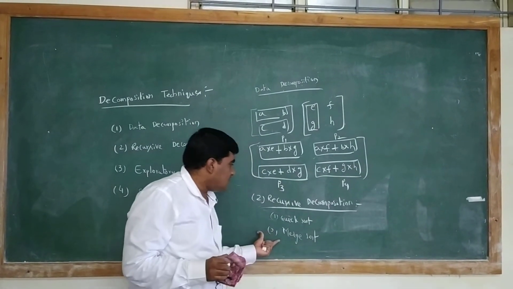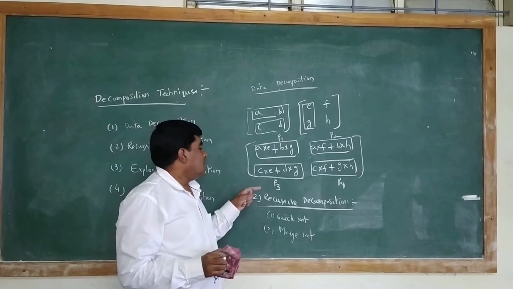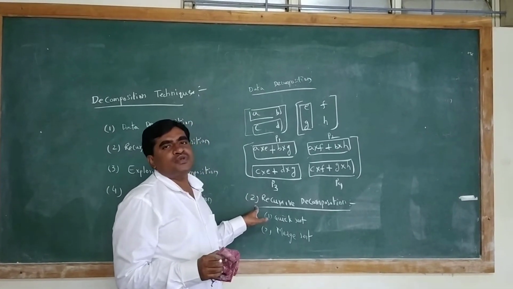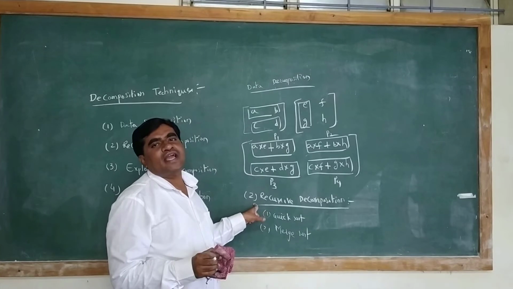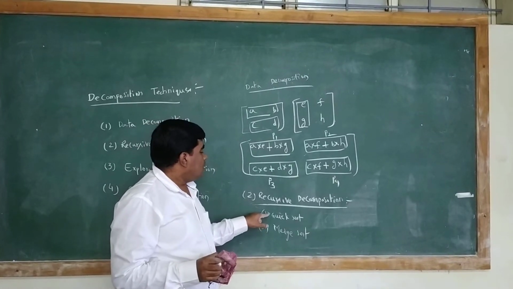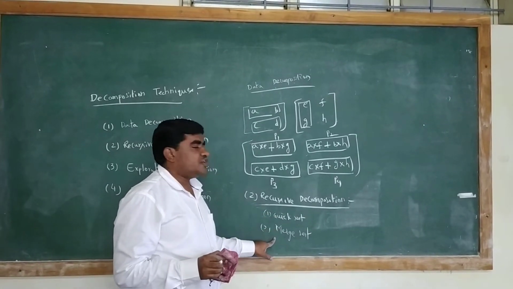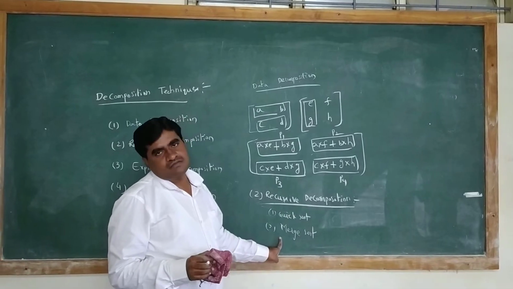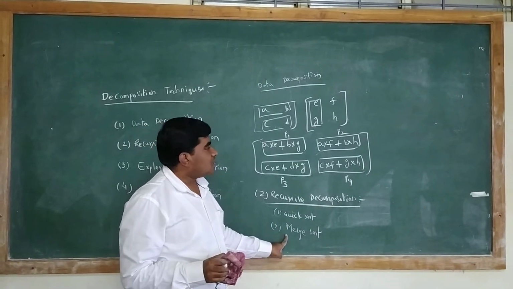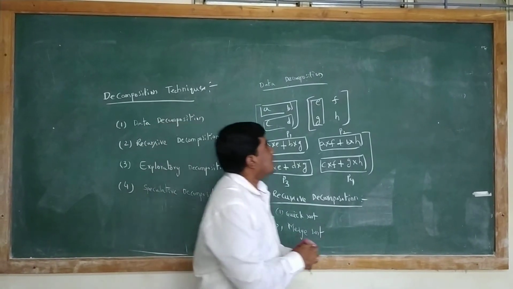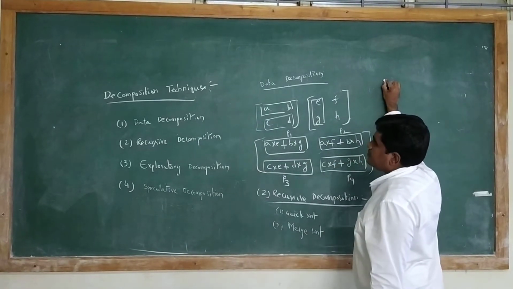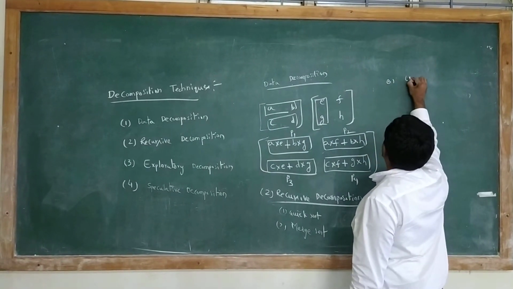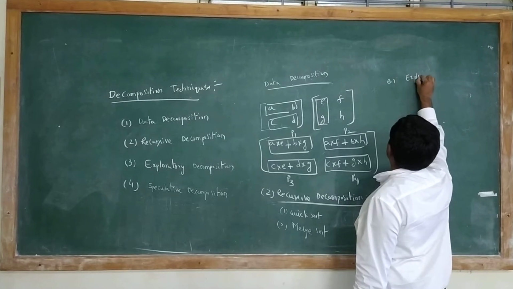So this is called recursive decomposition. Recursive means the same name of the procedure we call again and again. So quicksort and merge sort, divide and conquer strategies are applicable in the recursive decomposition method. Third one is exploratory decomposition.